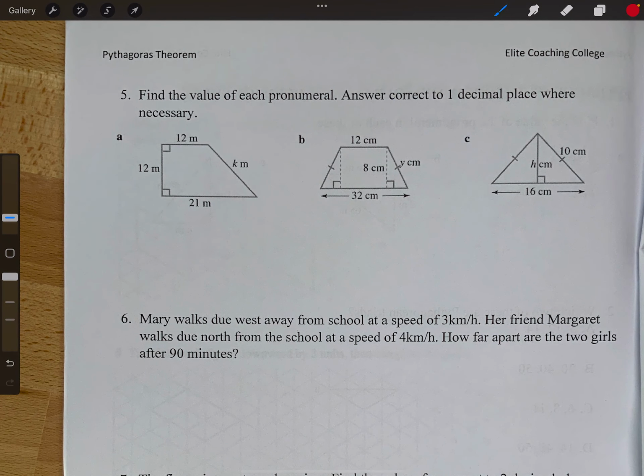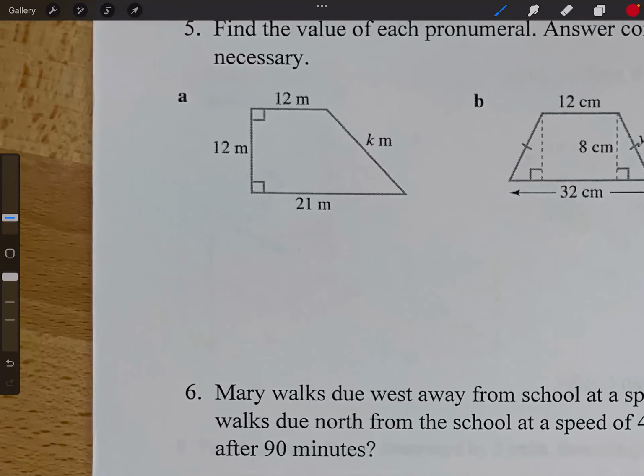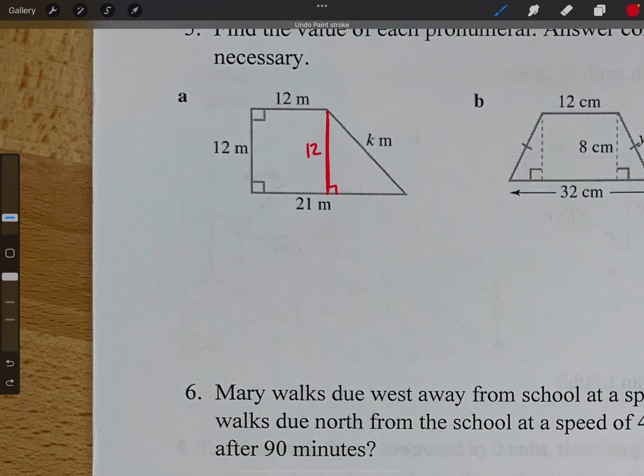Question 5. Find the values of each pronumeral. Answer correct to one decimal place where necessary. Okay, let's look at the first one. I can just divide this into a right angle triangle and a square. This is your square and right angle triangle. Okay, so we know this length here must be 12. And what's this length here? Let's see. We have, this is 21 and this is 12. 21 take away 12. And I believe that should be 9.